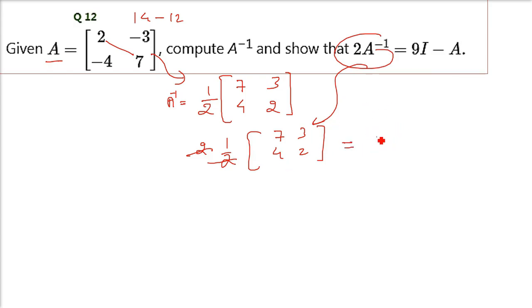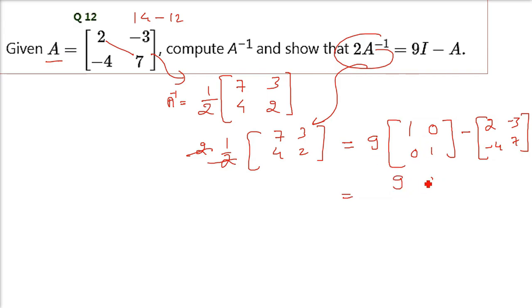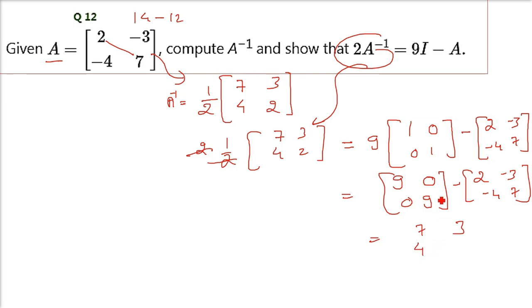So let us do it. 9 times the identity matrix, since it is a 2 by 2 matrix, 1 0 0 1 will come, minus A. What is A? This is 2, minus 3, minus 4 and 7. So it is going to be scalar multiplication, 9 0 0 9. Then you have a subtraction, 2, minus 3, minus 4 and 7. Okay, 9 minus 2 is 7, 0 minus of minus 3 is 3, 0 minus of minus 4 is 4, 9 minus 7 is 2. Okay, these two are exactly similar. This is how we have to do it.